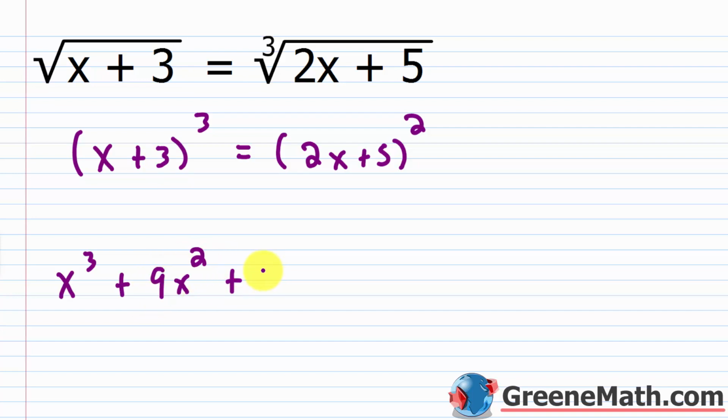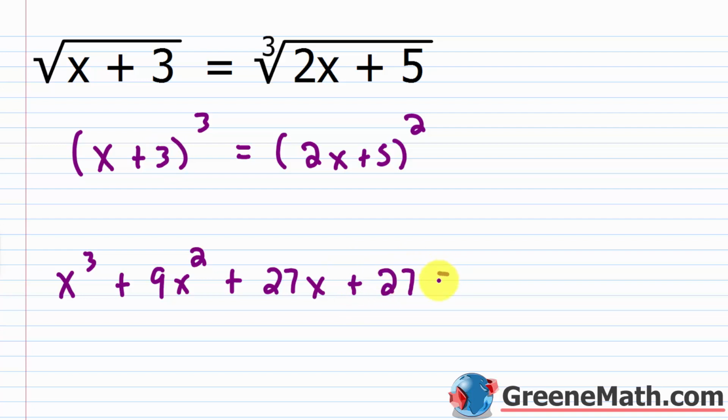Then plus 3 times, the first term is now raised to the 1st power, and the second term is going to be squared. So 9 times 3 is 27. This would be 27x. And then lastly, plus this last term, 3 cubed, which is 27.